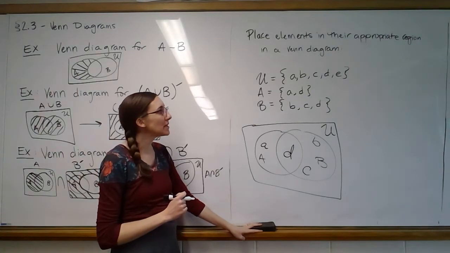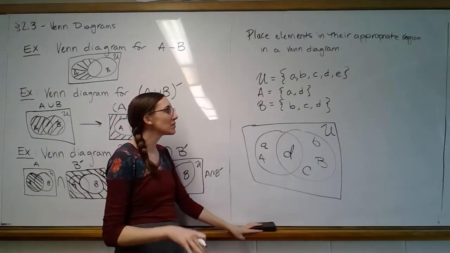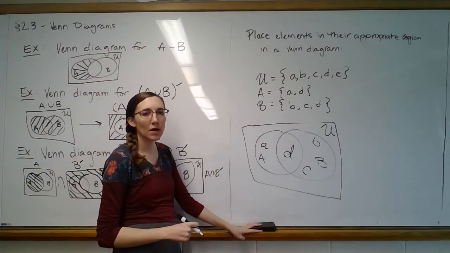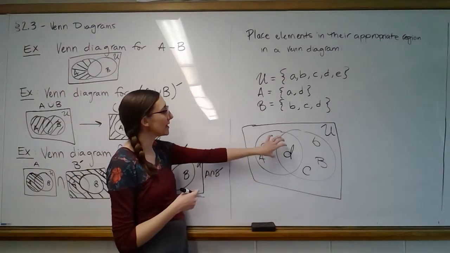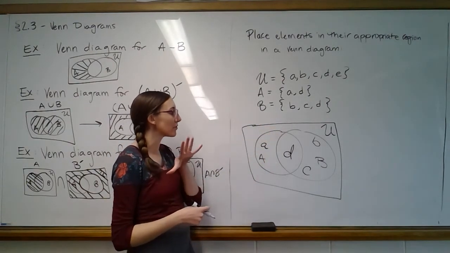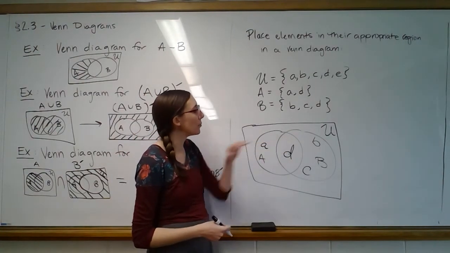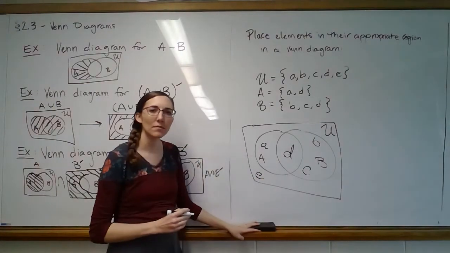And then the last one we see is element E. It's in the universal set, but it's not in A nor in B. That's why we have this portion outside of the two circles, right? It needs to be outside of the circle for A. It should not be in the circle A. And it should not be in the circle B. It needs to be outside, which leaves it in the box.